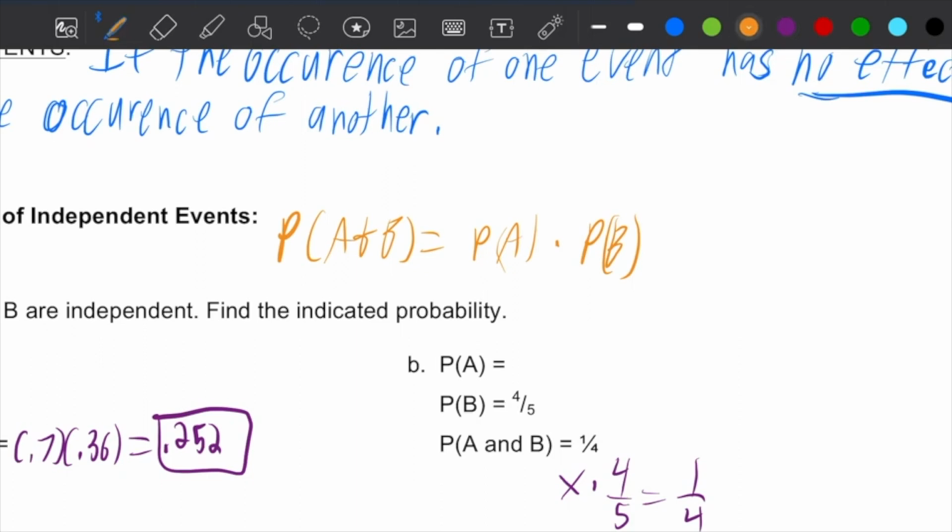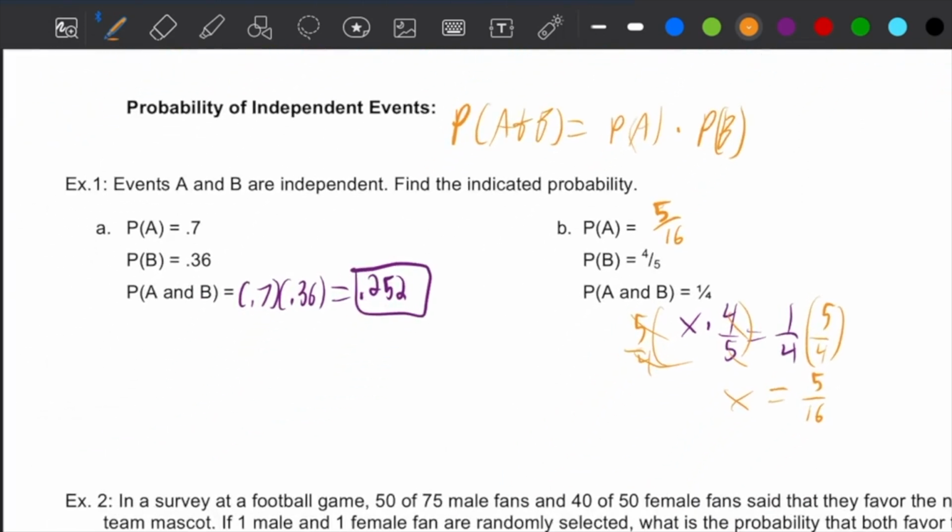So you have to get rid of 4/5. You would divide, but we don't like double-decker fractions, so you would multiply by the reciprocal instead. So you multiply by 5 over 4. You get X, aka whatever the probability of A is, equal to 5 over 16. And if you wanted to check your work, you'd multiply 5/16 with 4/5, and you should get 1/4.